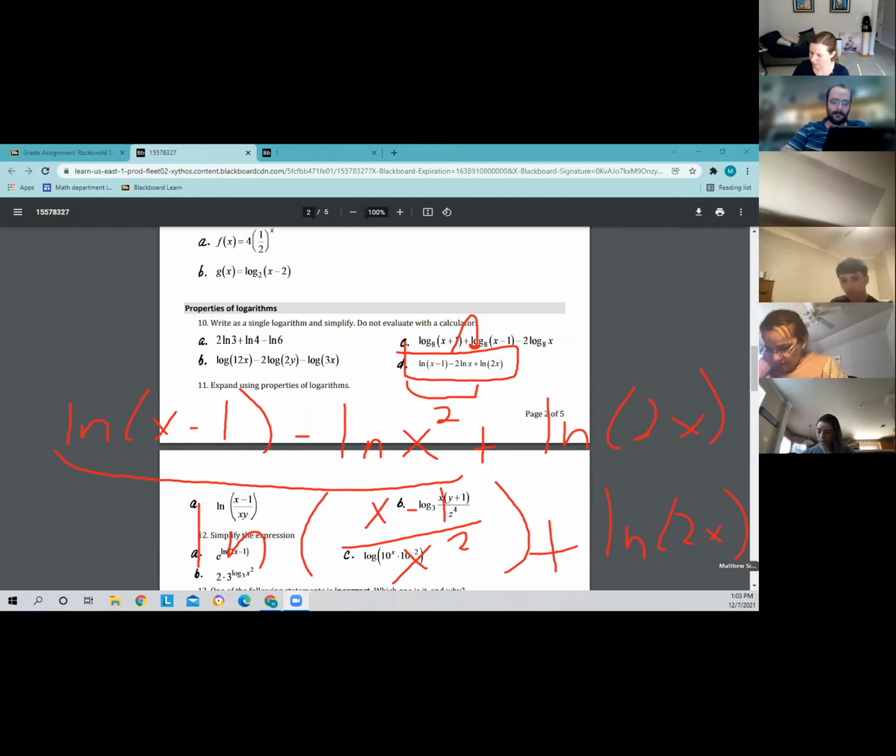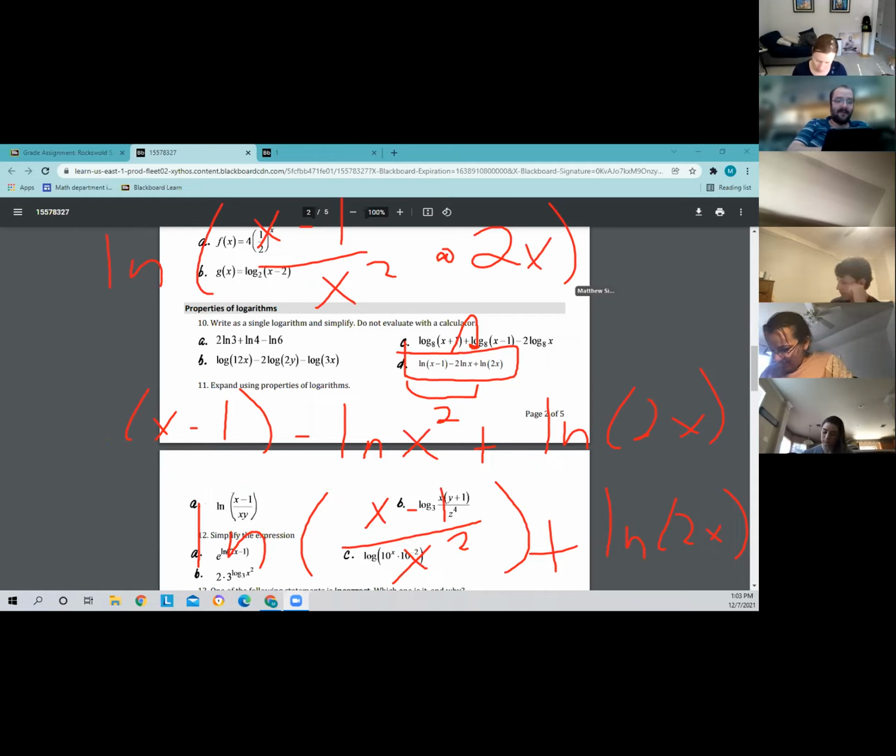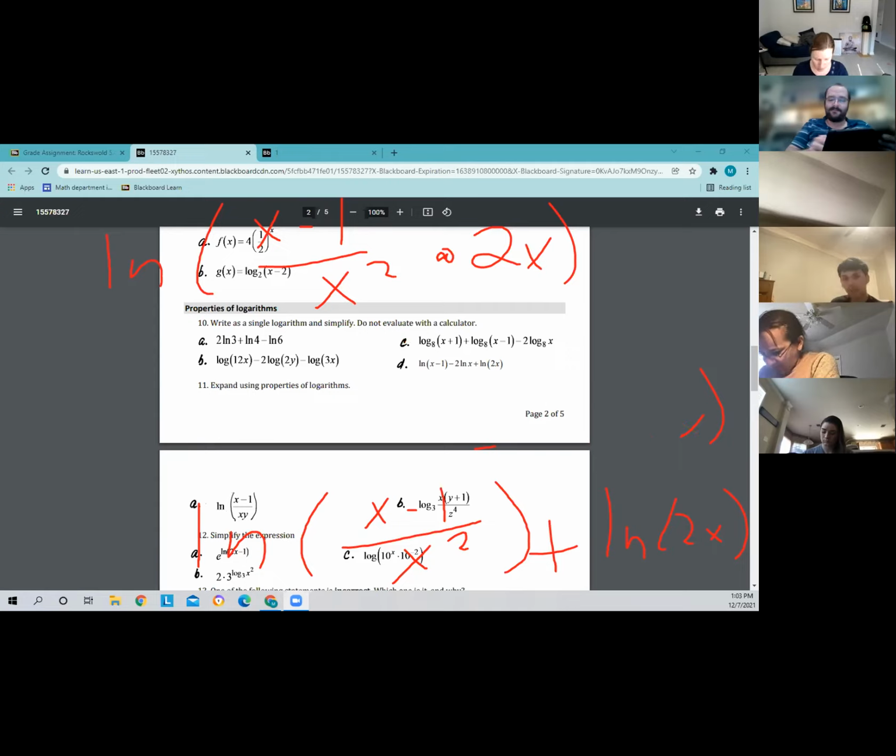And then we can do this one too. The addition is going to be multiplication. x minus 1, and I've got an x squared on the bottom. You're telling me this addition is going to become multiplication, so I'm multiplying by what? By 2x. Okay, so we have it combined into one log. We just have to do a little bit of cleaning inside that log yet.